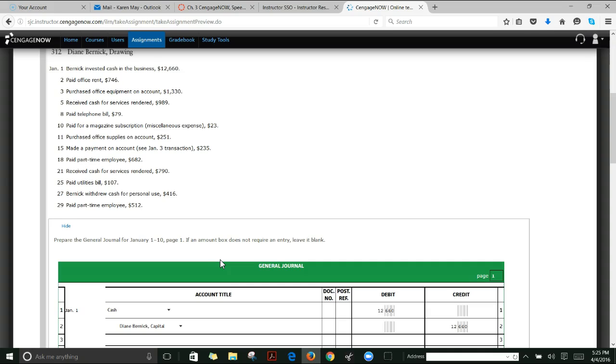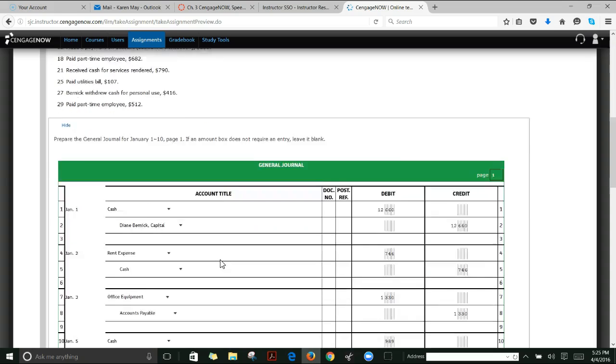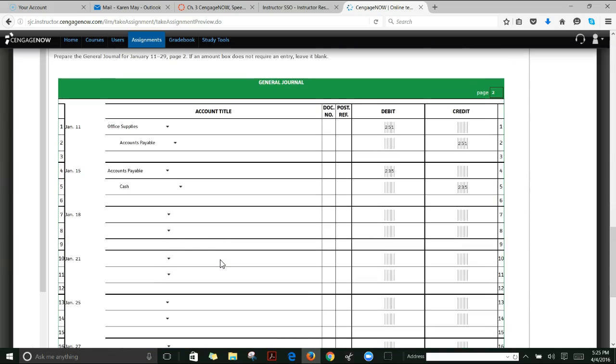Paid part-time employee on the 18th, $682. So on the 18th, wages expenses, $282. And that you paid cash to them, $282.